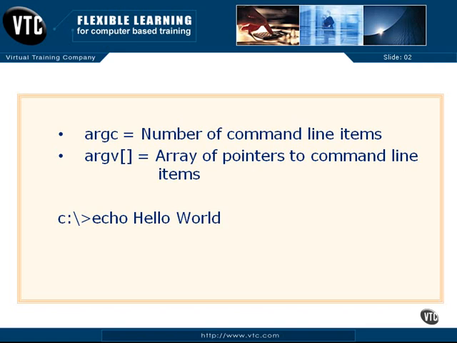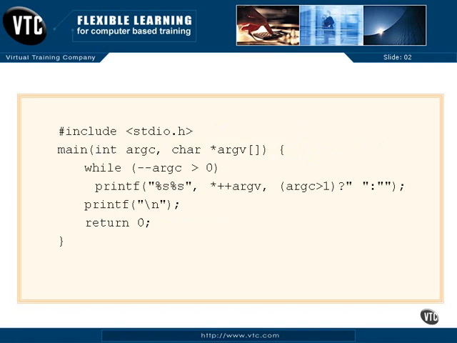We're just going to do a simple little program right now though called echo, and the way you would run it is, you can see there, echo hello world would print out hello world. Here's the program. It's pretty simple. We include standard I/O, and here we're going to get our int argc and our character array of pointers, argv, or argument vector is what it's normally called.